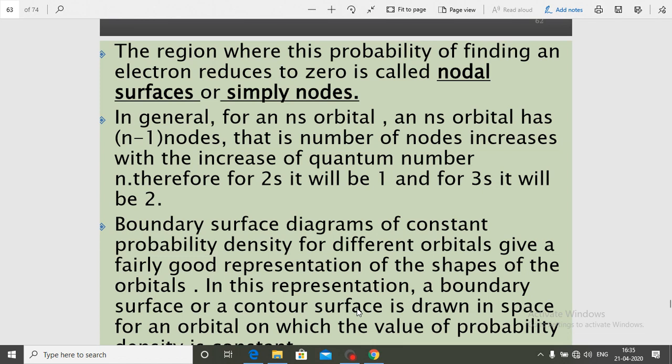Now we are going to describe the orbitals. First of all, I will tell you about orbitals, which I have already described in the last video: the region of probability of finding an electron in three-dimensional space in an atom around the nucleus is known as an orbital. Good.